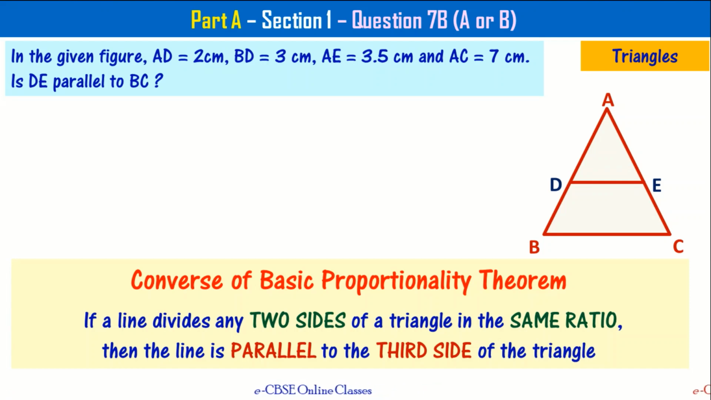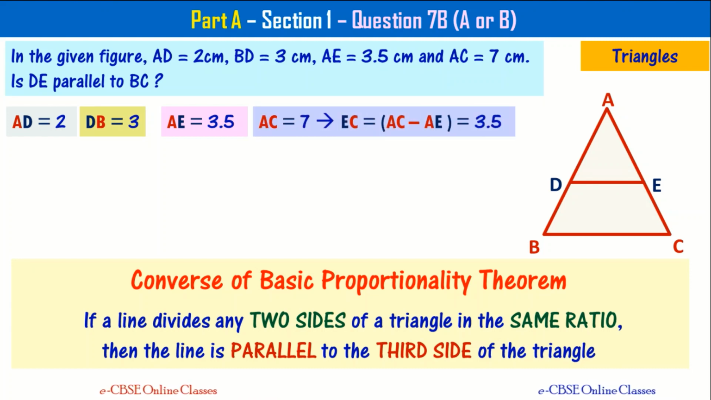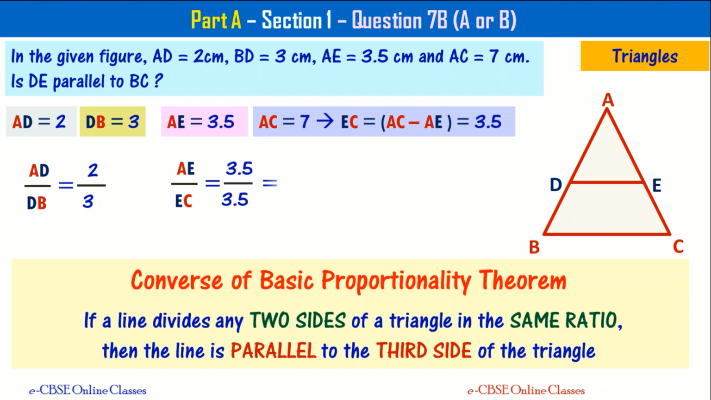For that, we have to figure out the ratio of AD by DB and AE by EC, whether they are the same or not. AD is given, that is equal to 2, DB is given 3, AE is 3.5, and AC equal to 7 is given. It means that EC is going to be AC minus AE, that is equal to 3.5. Now let's take ratios of these two. AD by DB is 2 by 3. AE by EC equal to 1.